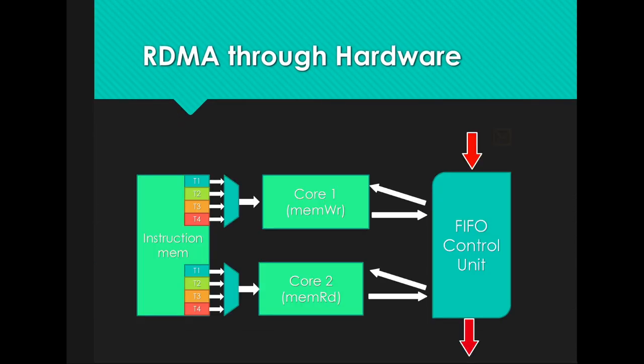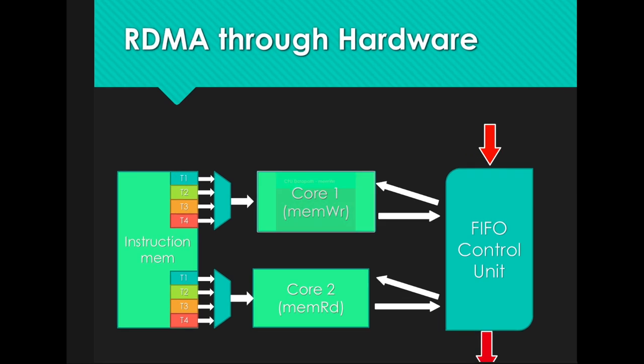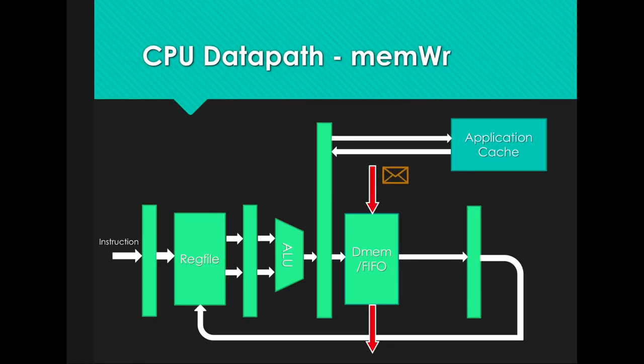When a request comes in, the FIFO control unit will determine the kind of function it is by looking at the RDMA header. When it's a write request, the FIFO control unit will send the packet to core 1. When it gets into core 1, this FIFO will buffer the packet, then store the payload to the application cache.